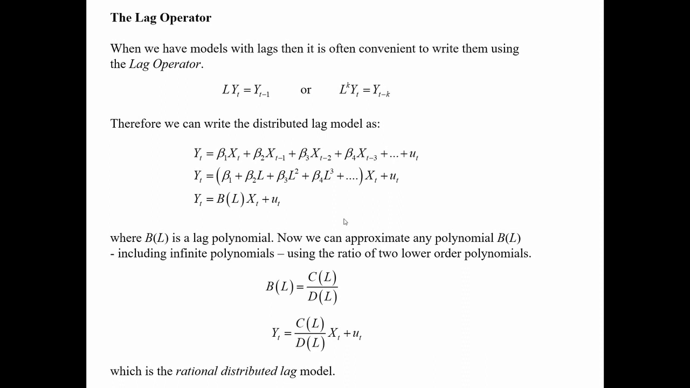However, here is where we can introduce a useful result. We can approximate any polynomial function b(L), including infinite polynomials, using the ratio of two lower order polynomials. So we can reduce the number of parameters by approximating the function as a ratio of two low order polynomials. So for example, we can write b(L) equals c(L) over d(L), and substitute that in, we'd have yt equals c(L) over d(L) xt plus ut, where both c(L) and d(L) are lower order polynomials than the b(L) function. This is what we refer to as the rational distributed lag model.